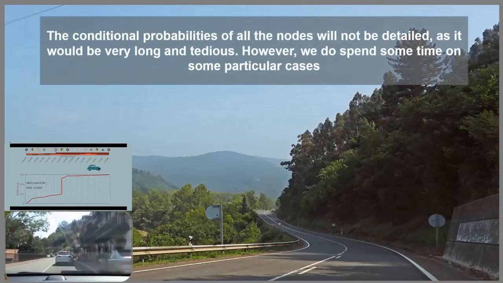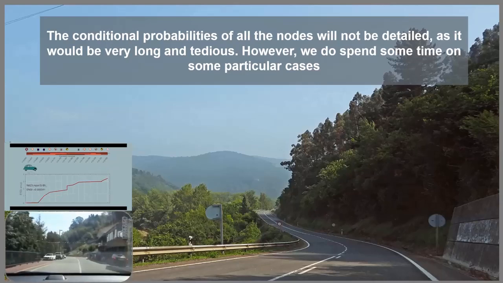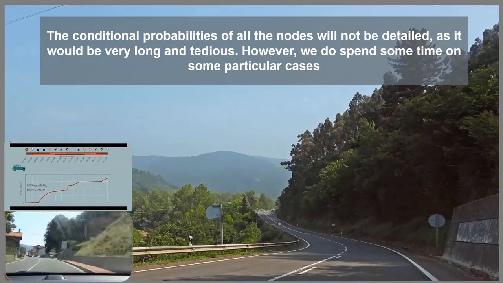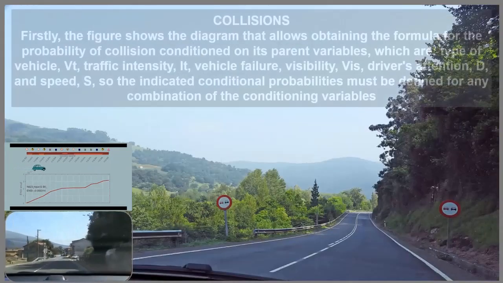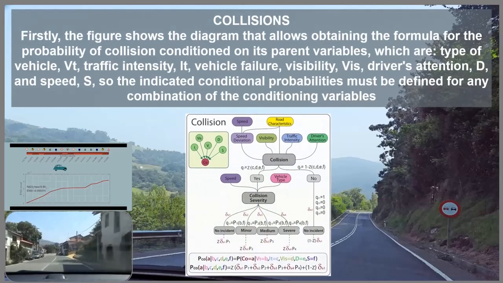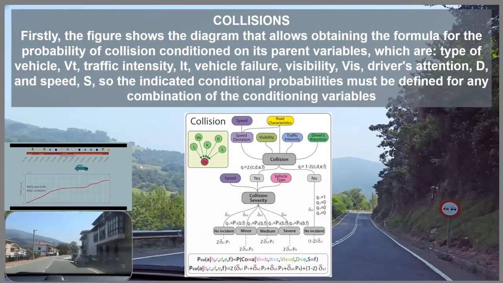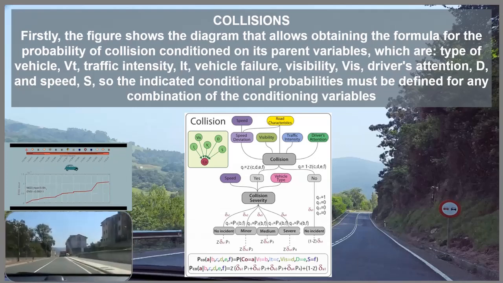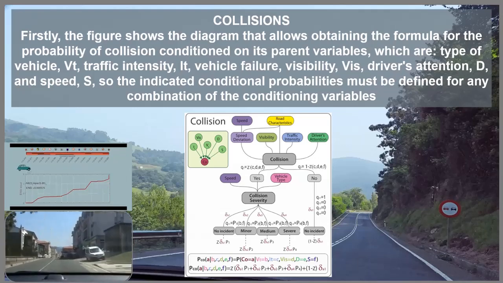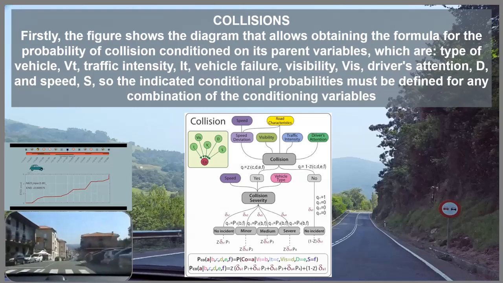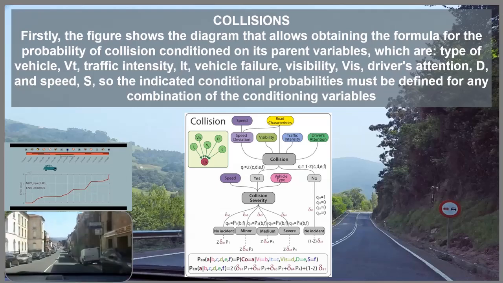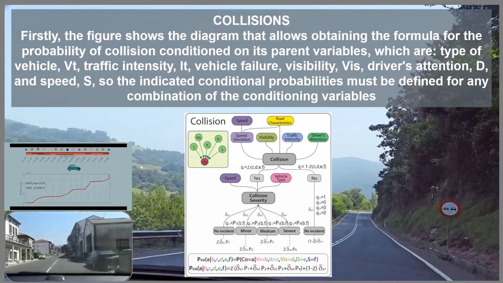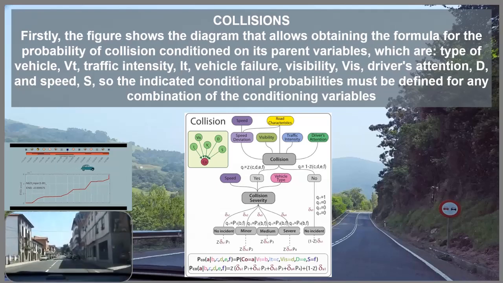The conditional probabilities of all the nodes will not be detailed, as it would be very long and tedious. However, we do spend some time on some particular cases. Collisions. Firstly, the figure shows the diagram that allows obtaining the formula for the probability of collision conditioned on its parent variables, which are type of vehicle, VT, traffic intensity, VIT, vehicle failure, visibility, VIS, driver's attention, D, and speed, S. So the indicated conditional probabilities must be defined for any combination of the conditioning variables.